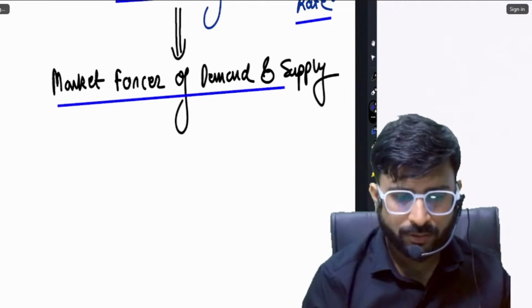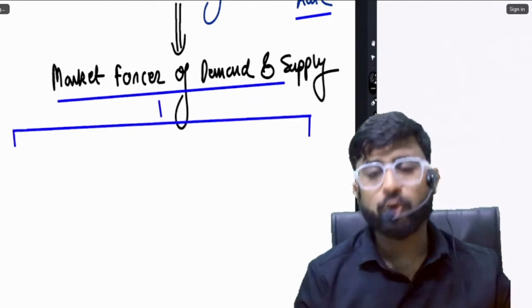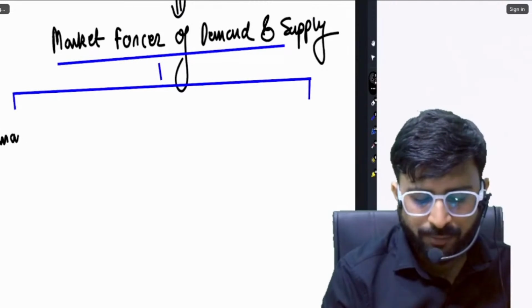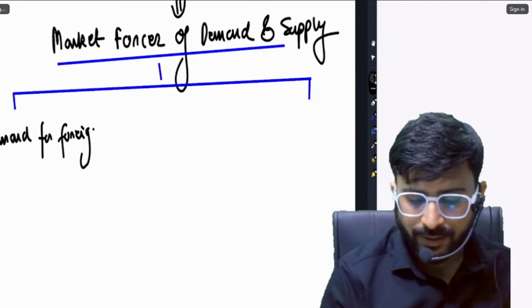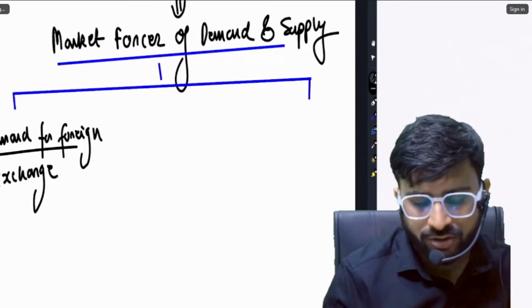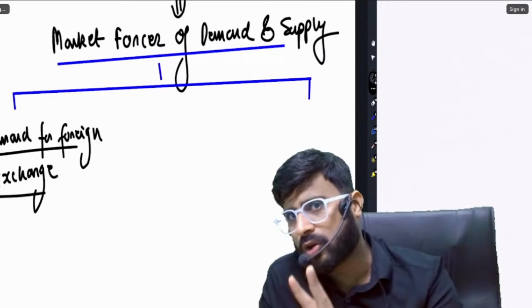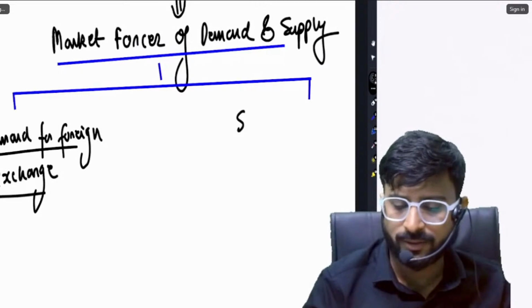Now, why does demand for foreign exchange arise? Why does supply of foreign exchange arise? So, the causes behind demand for foreign exchange. Can anyone tell me? In the beginning of the class, I had told everybody what factors cause the demand for foreign exchange to increase, and to the contrary, what factors cause the supply of foreign exchange to increase?